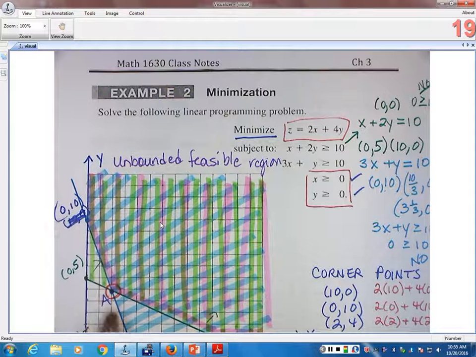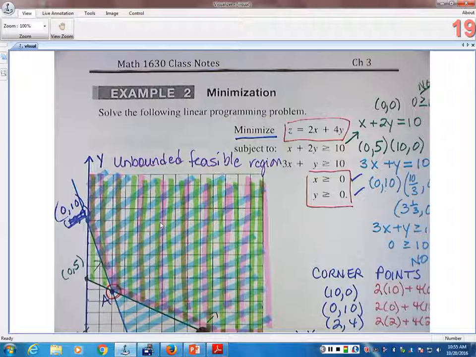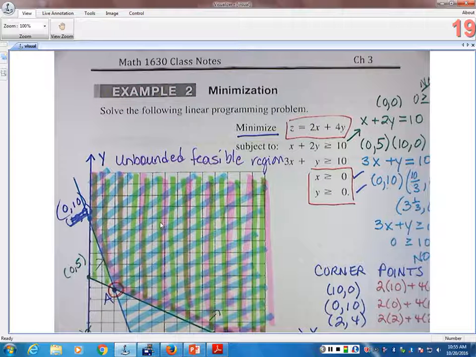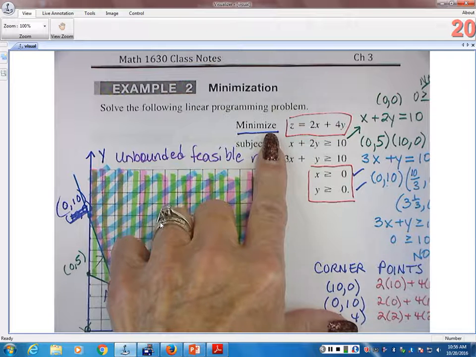And even though this is a minimum point and the minimum points would occur here, that doesn't mean that if you move further out here, you don't get a larger value. In fact, you will. So we can only minimize that function. We cannot maximize it.